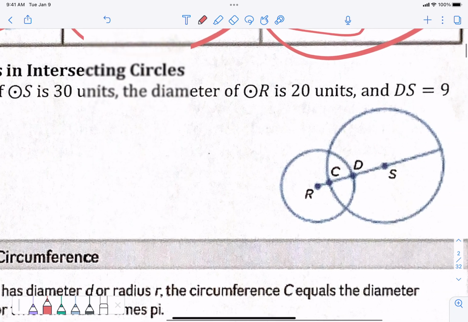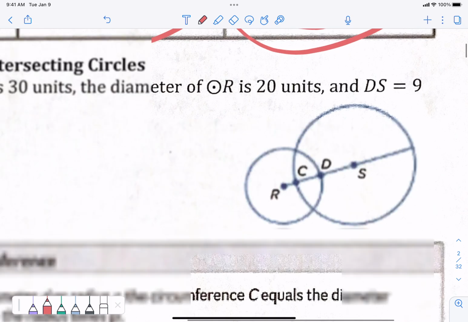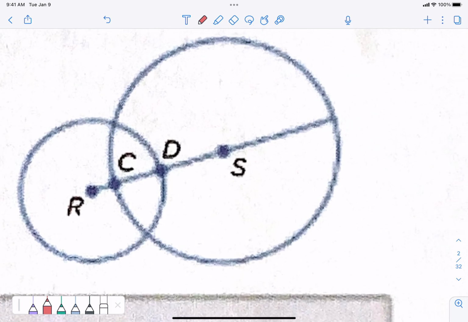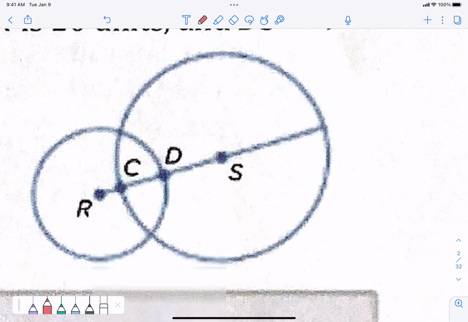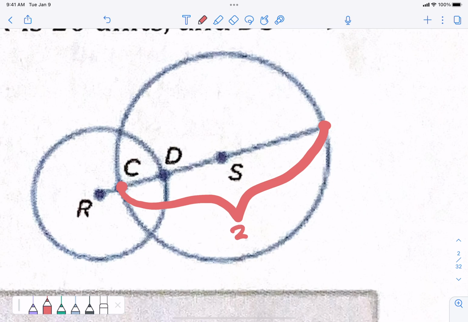It says the diameter of circle S, which is the right one, is 30 units, okay? So when they say diameter, they're going end to end through the center, right? So here's this guy here, and C is the end point there. Do you see where that's located? That's 30 units. This gets kind of messy as we start to label. So from C to the other side, do you see where that is?